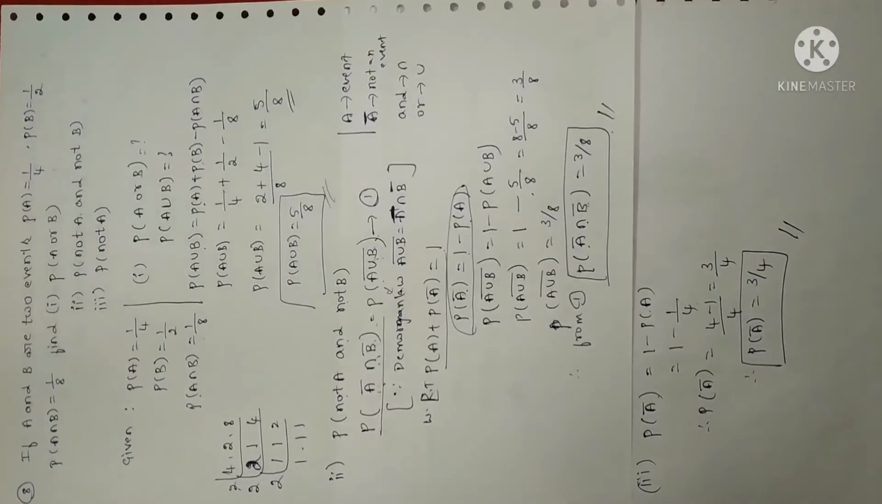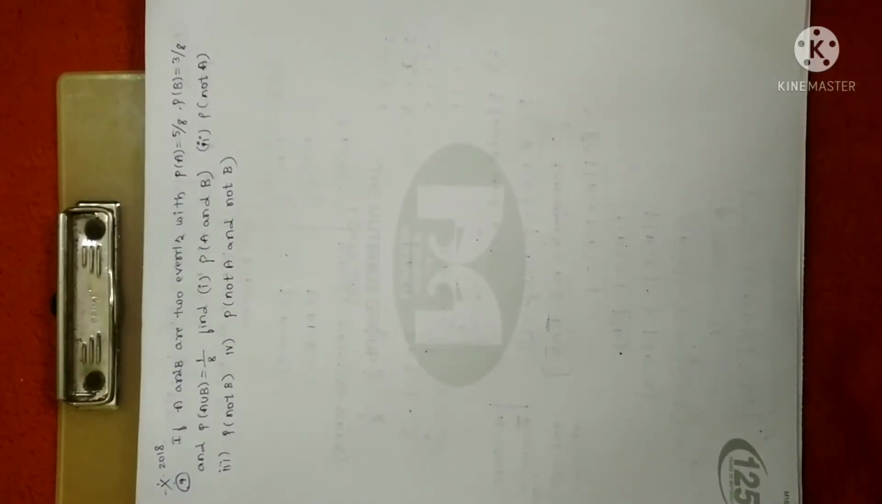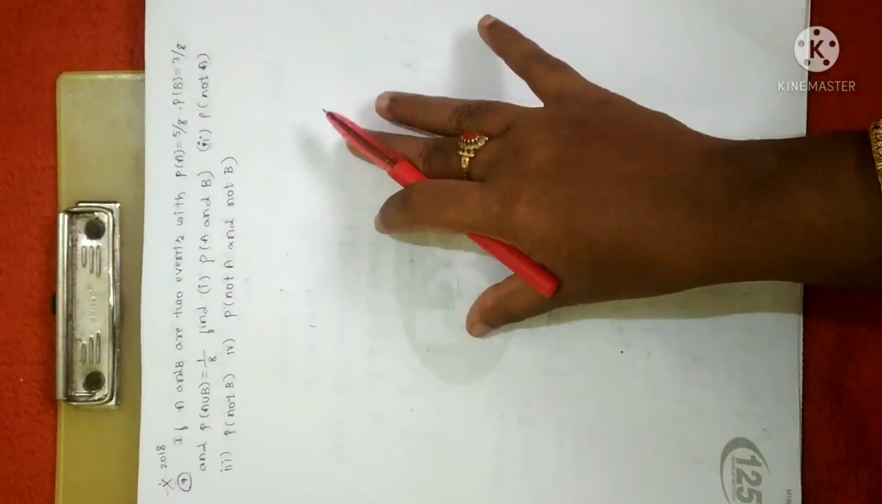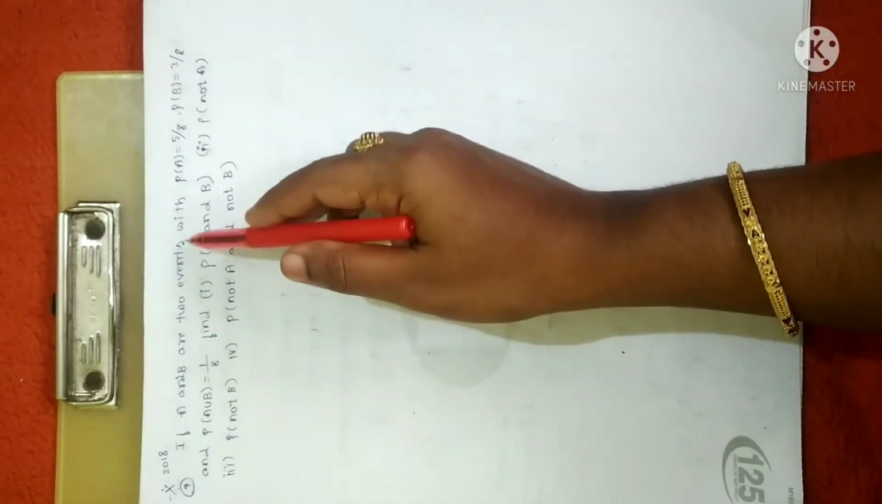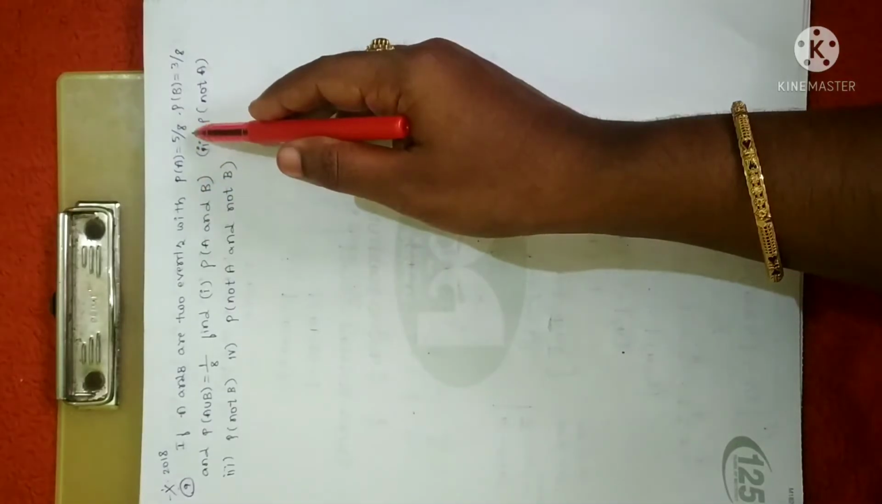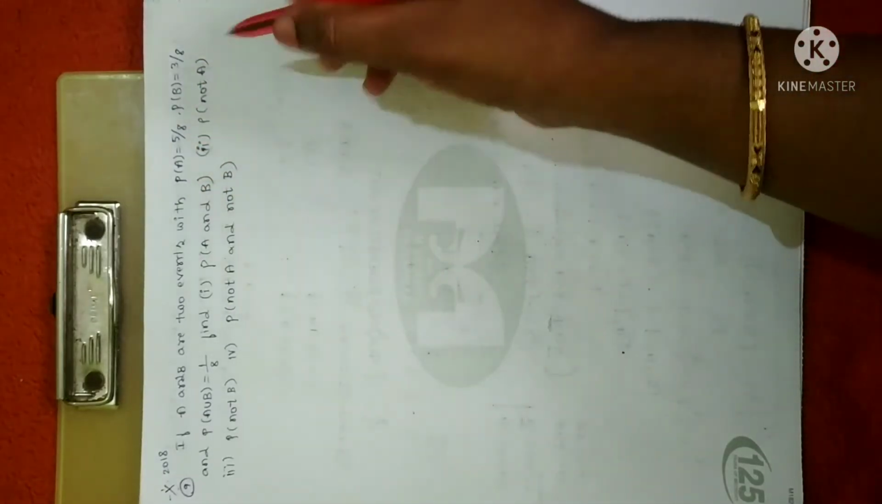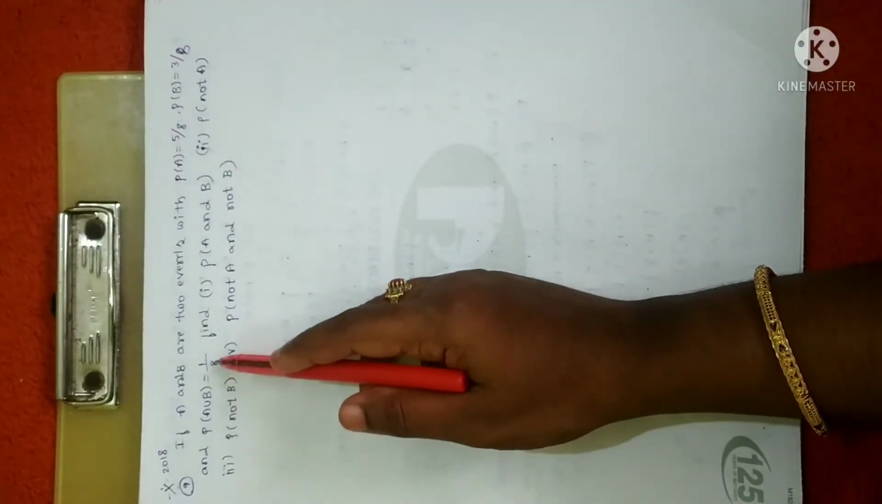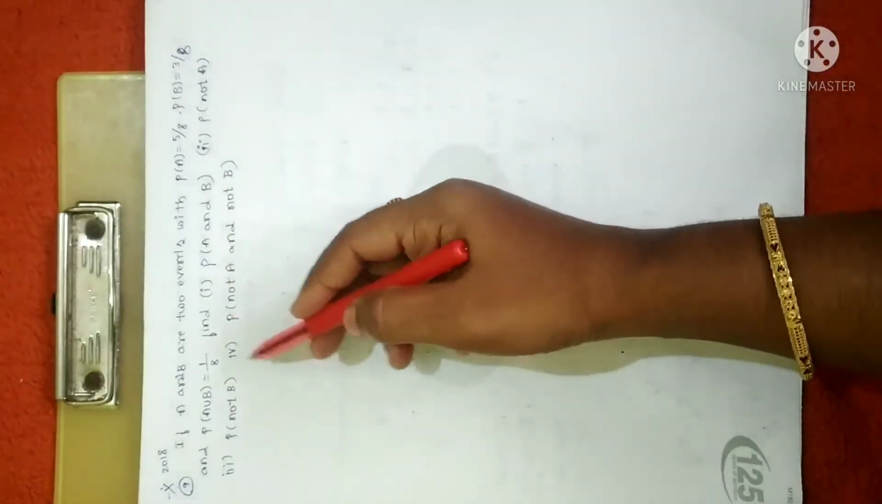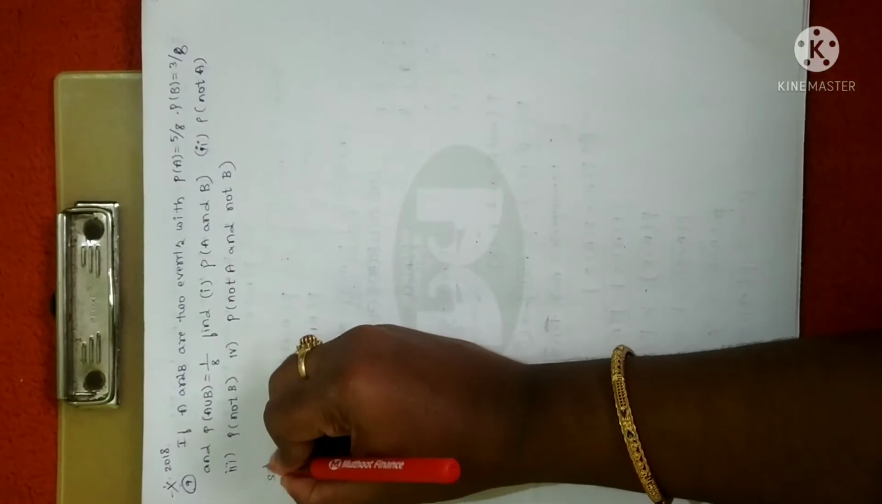So let me solve one more problem. So here is the problem. It is an important question asked in 2018. Let me just copy it down. If A and B are two events with probability of A equal to 5 by 8, probability of B equal to 3 divided by 8, and probability of A union B equal to 1 by 8, then we have to find all these four. So let me solve here.